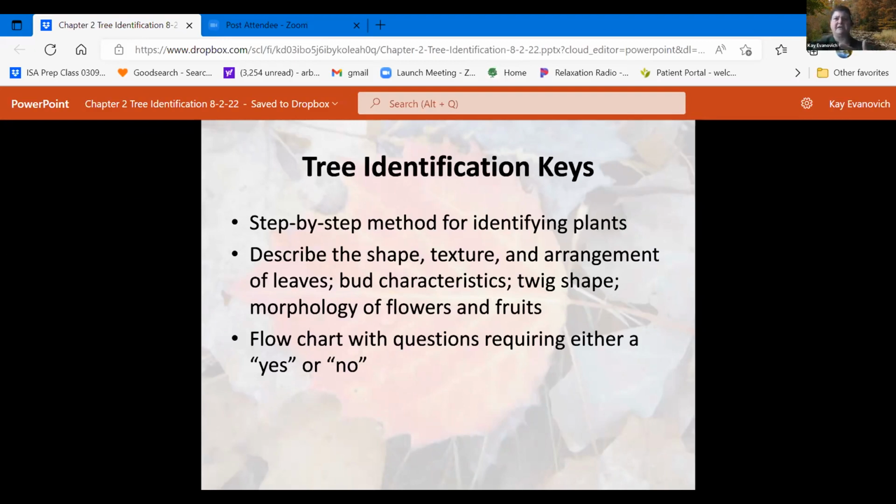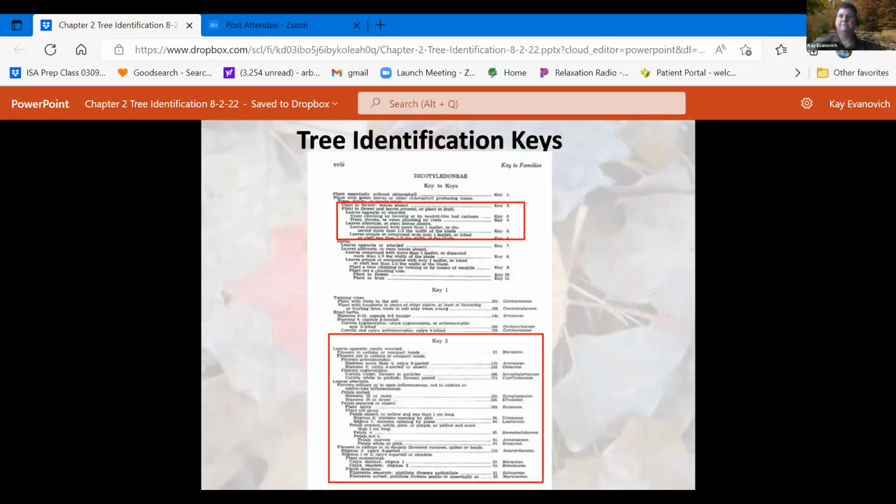It'll tell you to go to the next page if it's palmate. If it's not palmate, it's pinnate, it'll tell you to go to this page. So you're answering these yes/no questions to try and determine what type of tree this is. And that was long before we had computers. We had a tree identification key that helped us. We all had these books that we carried around trying to figure out what was what.